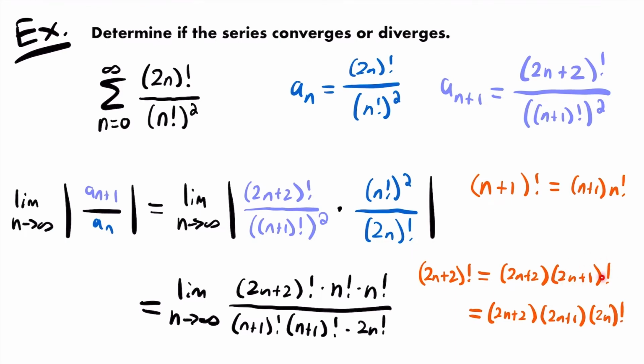To rewrite this factorial, we'll have 2n plus 1 times 1 less than that value, which is just 2n, because 2n plus 1 minus 1 will be 2n, and then we put the factorial there. And so we can rewrite 2n plus 2 factorial right here to be this expression right here. And this 2n factorial will be in the numerator and will cancel out with this one in the denominator.